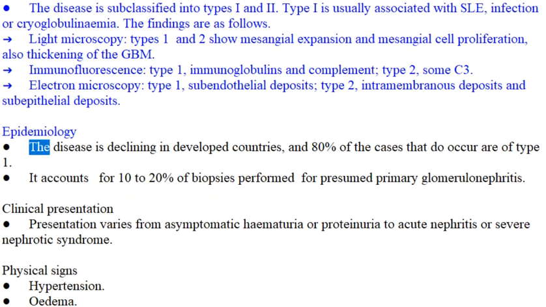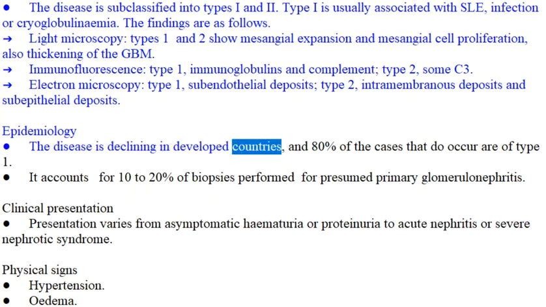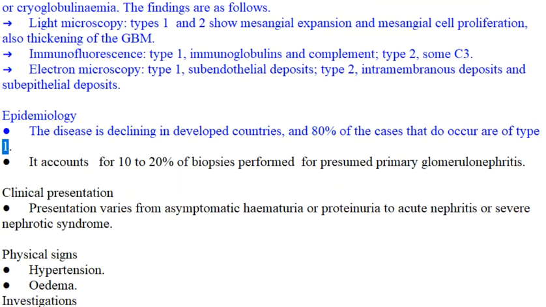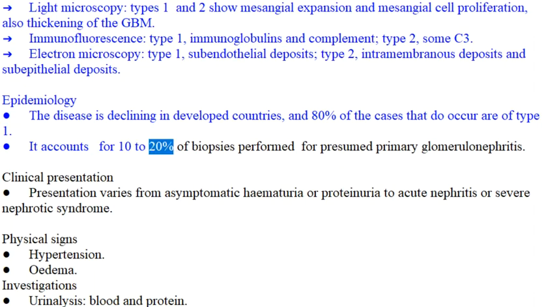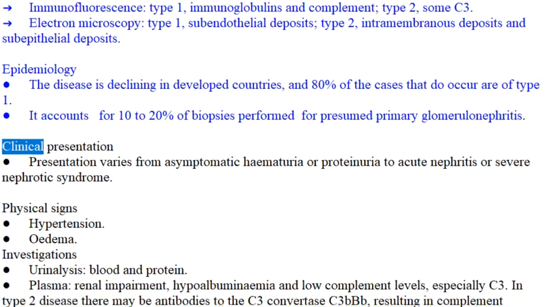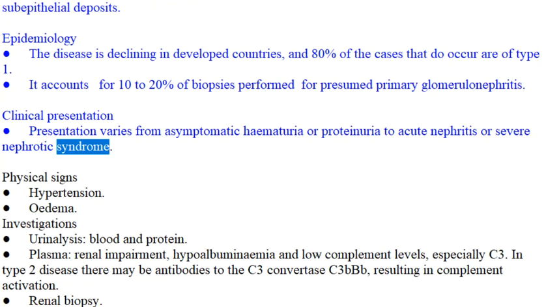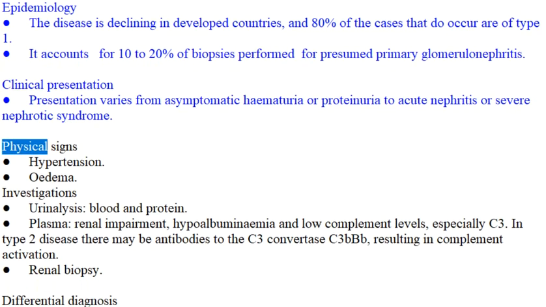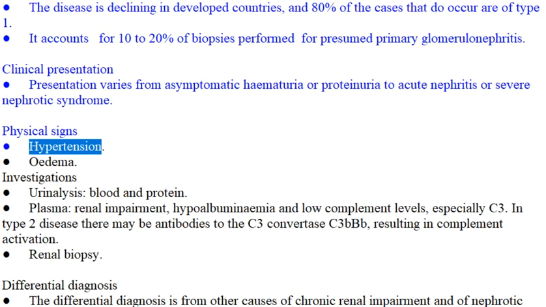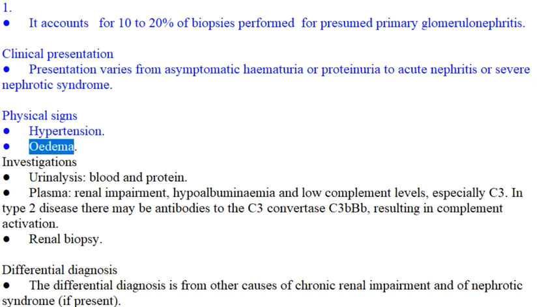Epidemiology. The disease is declining in developed countries, and 80% of the cases that do occur are of type 1. It accounts for 10–20% of biopsies performed for presumed primary glomerulonephritis. Clinical presentation. Presentation varies from asymptomatic hematuria or proteinuria to acute nephritis or severe nephrotic syndrome. Physical signs. Hypertension, edema.